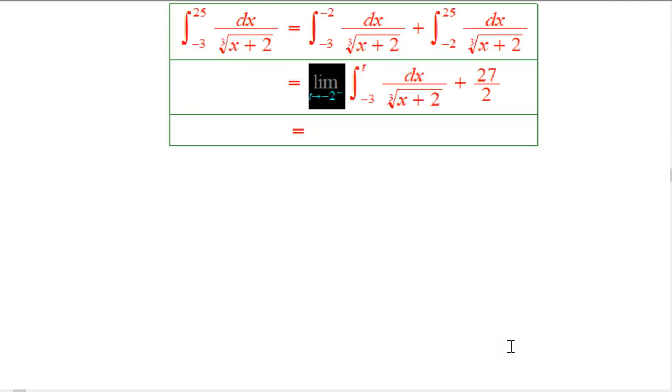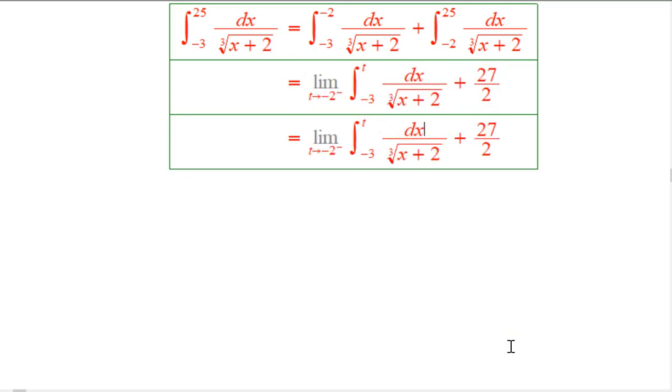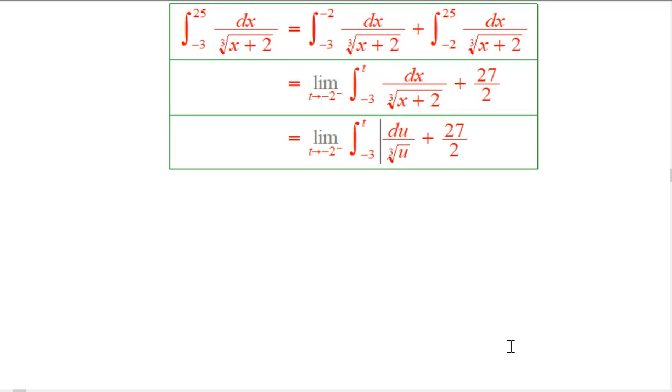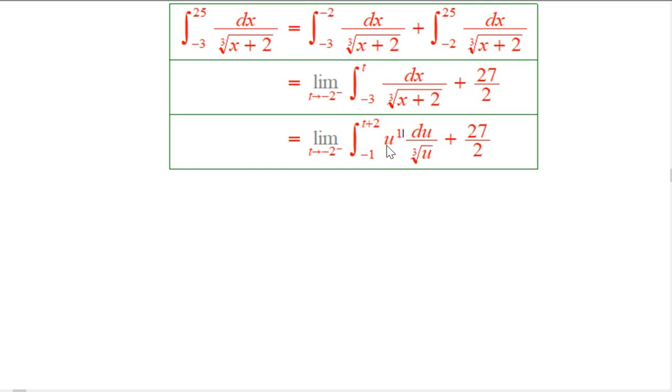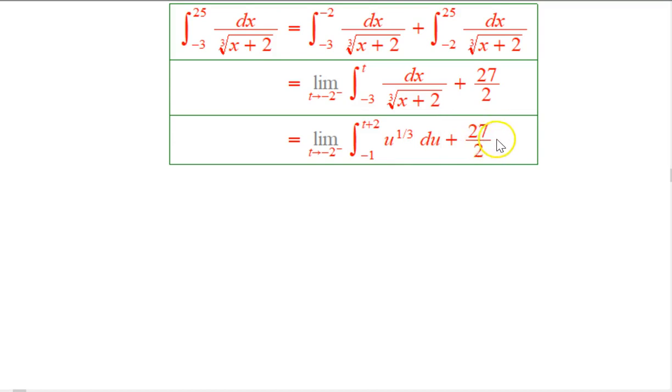So very similar to what we had before. I'll do it fairly quickly. This is going to be, when I do u equals x plus 2, those are going to change like that. And now this plus 2 is going to be -1. And this plus 2, same exact thing we had before, but now it's in the upper limit. It's going to be t plus 2 there. And I can still rewrite this. Let me cheat a little bit, and just write as u to the 1/3.